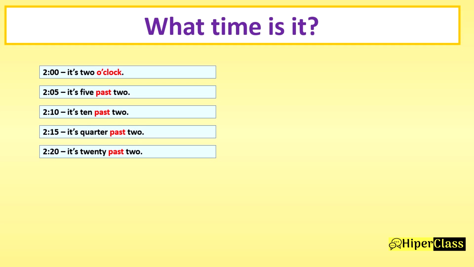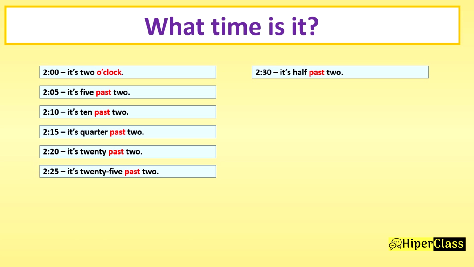It's 20 past 2. Son 20 minutos pasados de las 2. It's 25 past 2. Son 25 minutos pasados de las 2. It's half past 2. Son 30 minutos pasados de las 2. It's 25 to 3. Son 25 minutos para las 3.